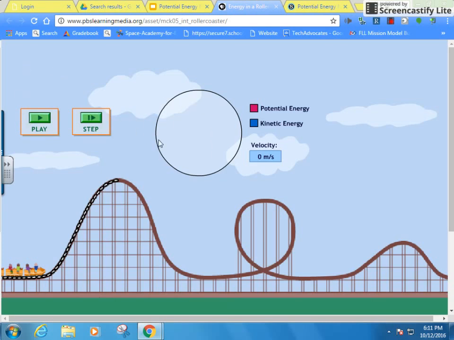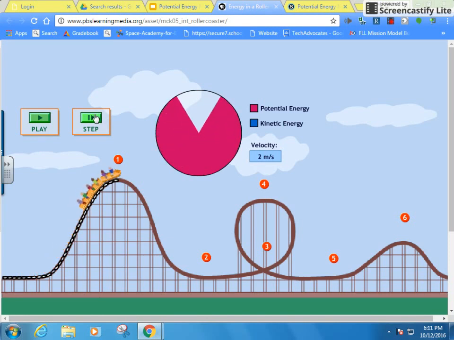In the middle, we have the potential and kinetic energy. It's going to be a pie graph or pie chart. As this roller coaster goes up the hill, it's going to have more and more potential energy until it gets to the top. And then as it comes down, it's going to change the potential energy, because it's coming closer and closer to the ground, into kinetic energy.